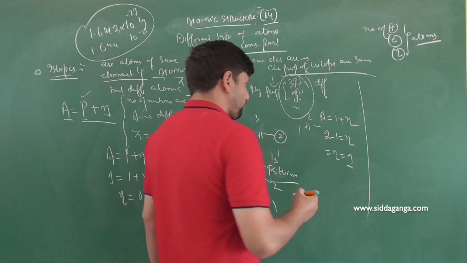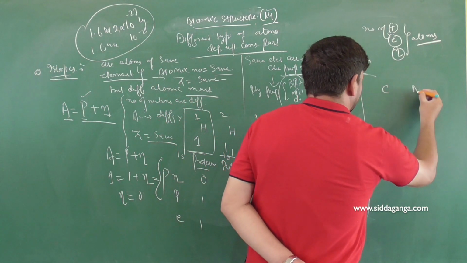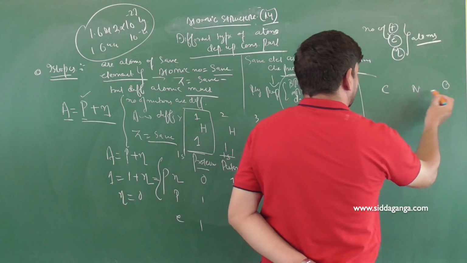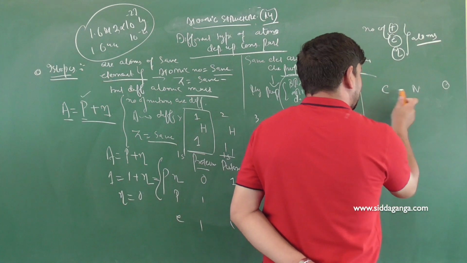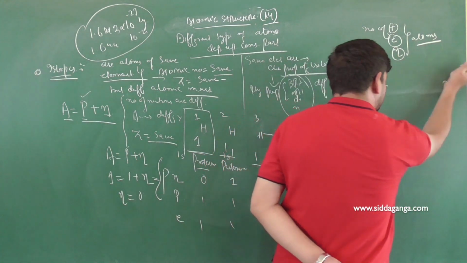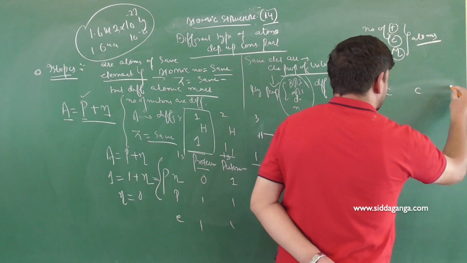Say we have carbon, we have nitrogen, we have oxygen. We have different isotopes with respect to carbon, nitrogen and oxygen. But are these the atoms of the same or different elements? They are atoms of different elements, thus they cannot be isotopes. So look at this: for carbon, 3 isotopes are possible.